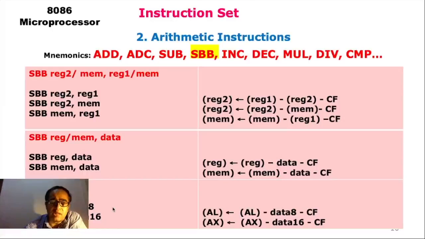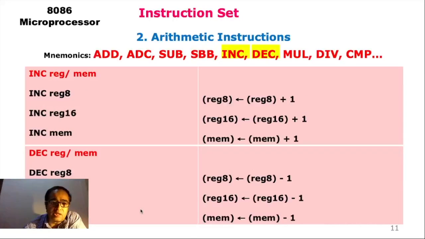Subtract with borrow is like decrementing the second value from the first value. So we are taking the second value from the first value, and then decrementing the carry flag also. Same here in the SBB register, memory, data, or SBB A, data.